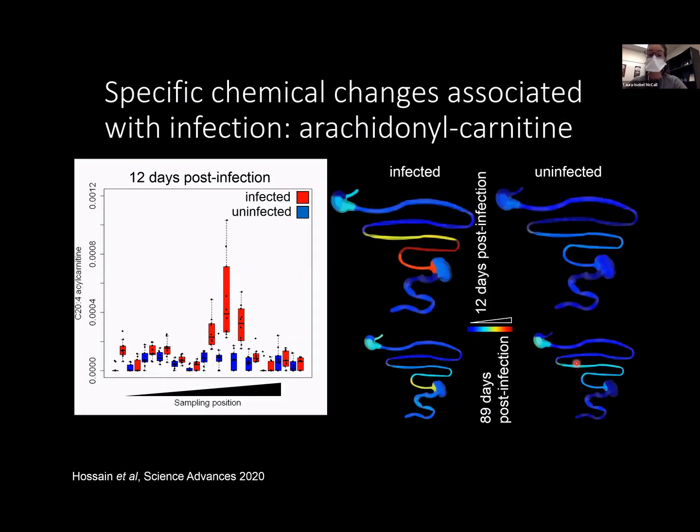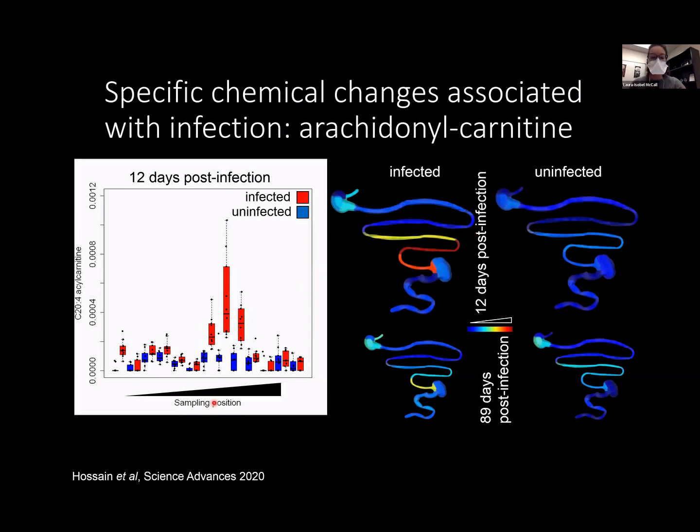And then we also have changes in many different acylcarnitines. So acylcarnitines are major intermediates in fatty acid metabolism. They're important to import fatty acids into the mitochondria for beta oxidation and energy production.